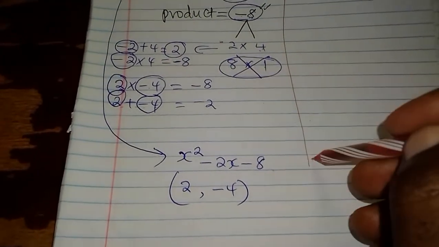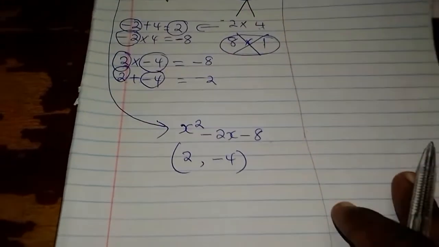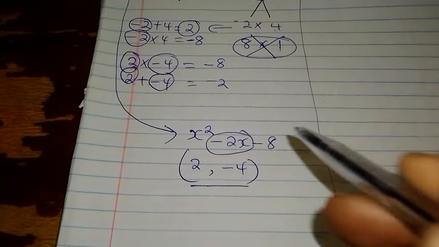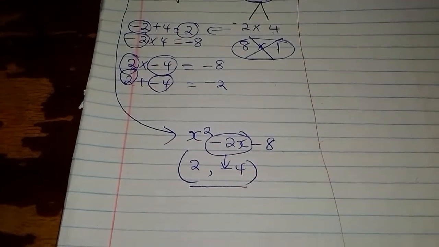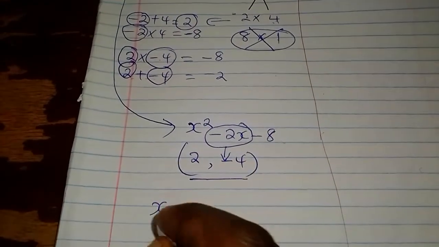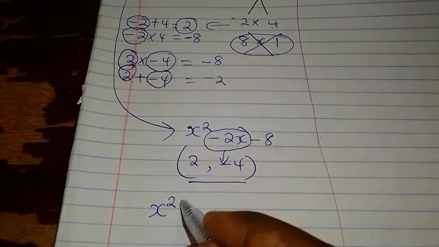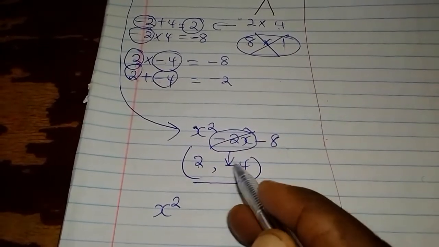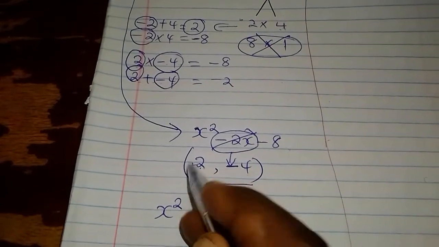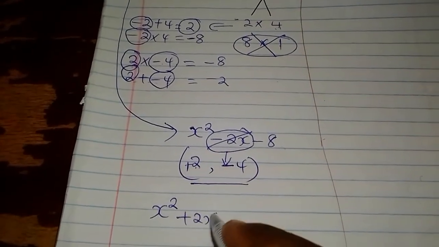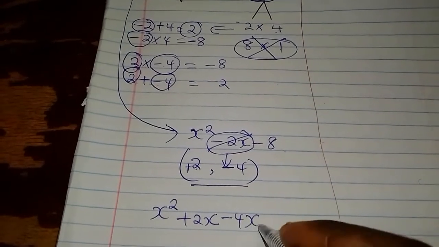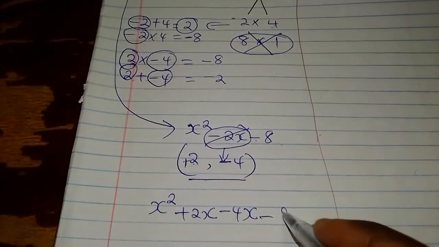Let me proceed with my working. So I'm going to have these two numbers replacing the whole of this part. That's the meaning of factorization. So what do I do here? I'm going to write x squared. Then this is 2. Instead of writing this, you have to replace it with this and this. This is negative, this is positive. I'm going to say plus 2x. Then this is negative. Then I say negative 4x. Then I say minus 8.